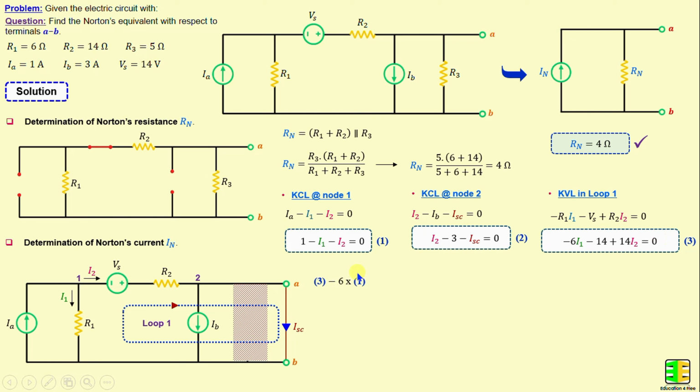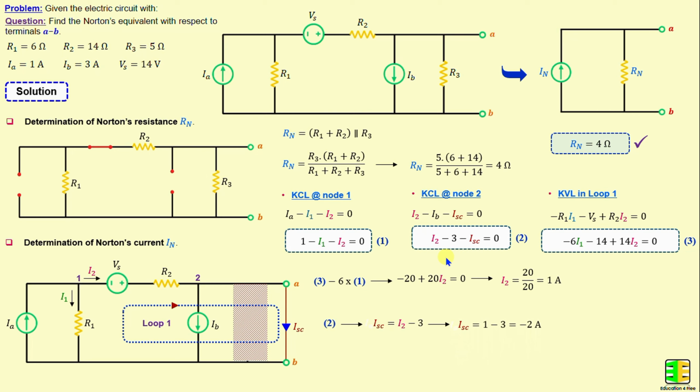Now by performing equation 3 minus 6 times equation 1, we derive one equation in terms of I2. From here we can calculate I2, which is given by 20 over 20, so we get 1 amp. And from equation 2, we can write ISC is equal to I2 minus 3. If we replace I2 with its numerical value, we obtain ISC is equal to negative 2 amps.